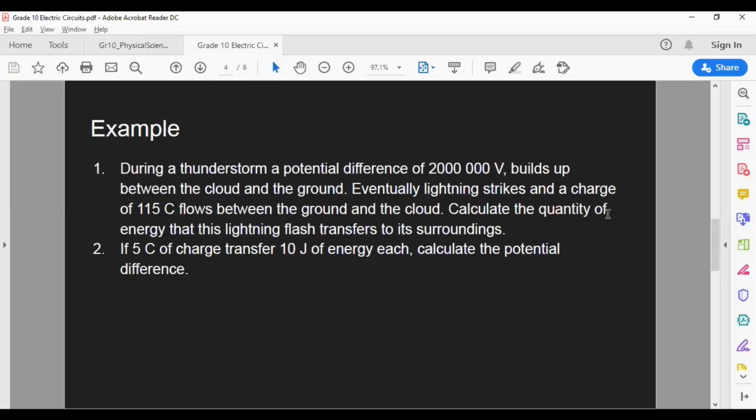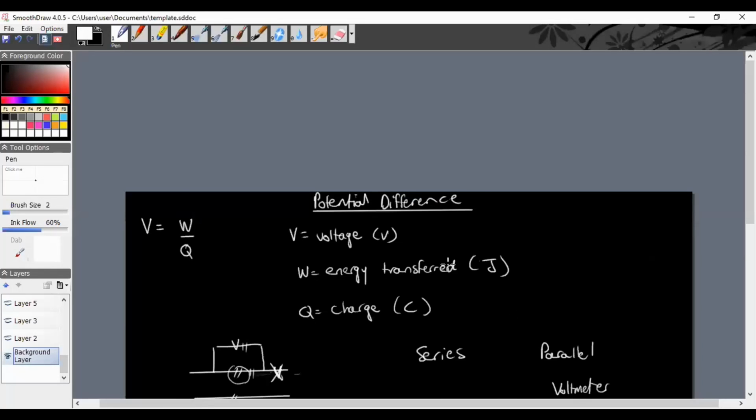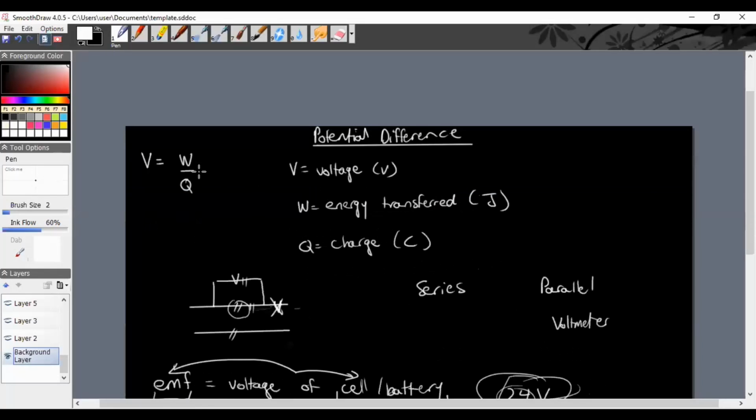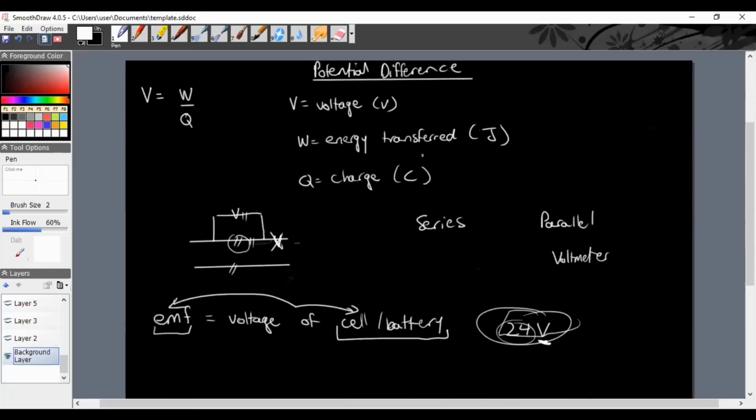Okay, so here we've got an example. I'm going to take you through this example. Keep in mind the formula that I showed you at the beginning, which is V equals W over Q, where V is voltage, W is energy transferred in joules, and Q is charge in coulombs. Okay, so let's go have a look at this example together.